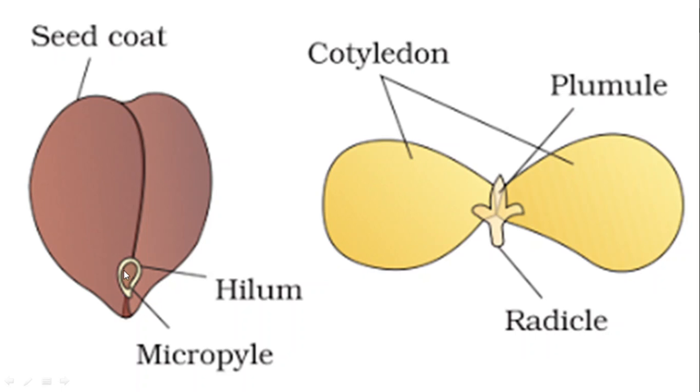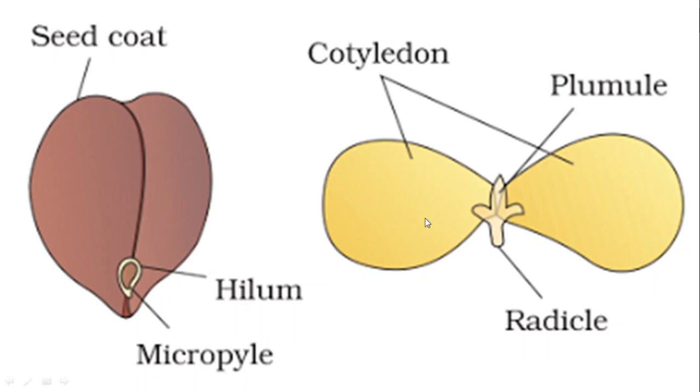Then here you can see the minute pore through which the seed respires, and also receives water. The water enters into the seed, and also the oxygen and light. Light as such is taken through the whole surface. Okay. So this is the outer seed coat, and below it the inner seed coat is there.